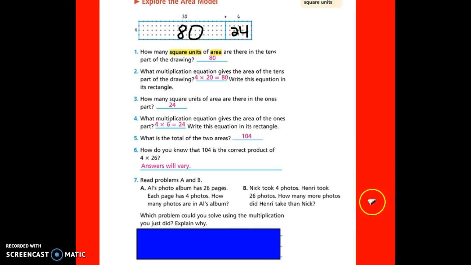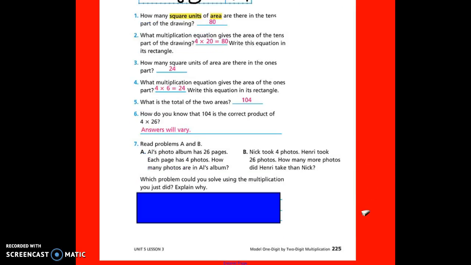Now, let's look at this one here. It says, read each problem A and B. Al's photo album has 26 pages. Each page has 4 photos. How many photos are in Al's album? And B was Nick took 4 photos. Henry took 26 photos. How many more photos did Henry take than Nick? And it says which problem could be solved using the multiplication we just did.